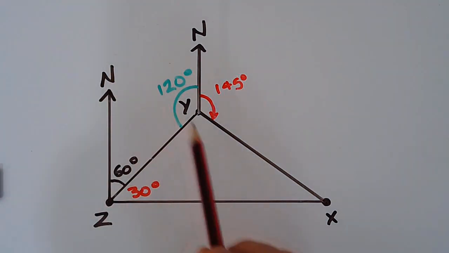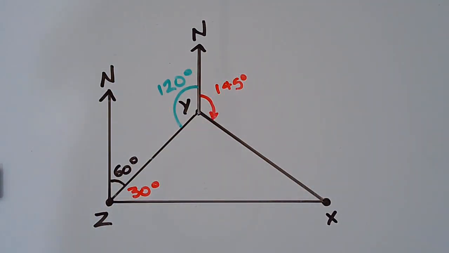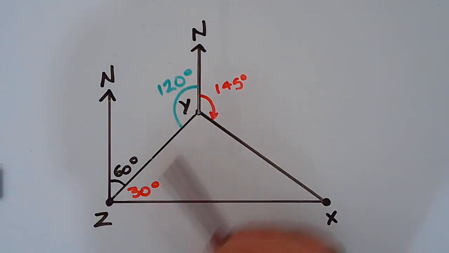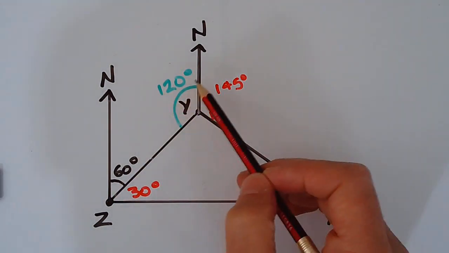Now, since these two sets of axes are parallel, we can use parallel line geometry. So if that's 60 degrees here, this angle here, NYZ, is co-interior, which means that these two angles must add up to 180 degrees. So that's 120 degrees there.